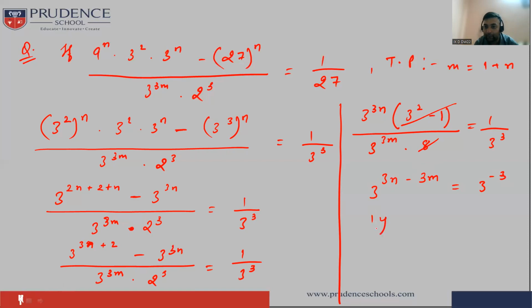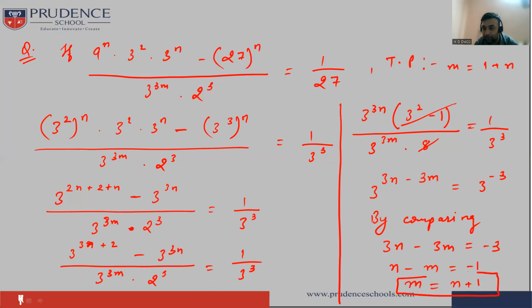And by comparing, 3n minus 3m equal to minus 3. And अगर हम इसको 3 से डिवाइड कर देते हैं होल इक्वेशन को, you will get n minus m is equal to minus 1. And if we take this m to the other side and 1 to this side, you will get m is equal to n plus 1. This will be the answer. This is what we need to prove. I hope it's clear. Yes. Okay.